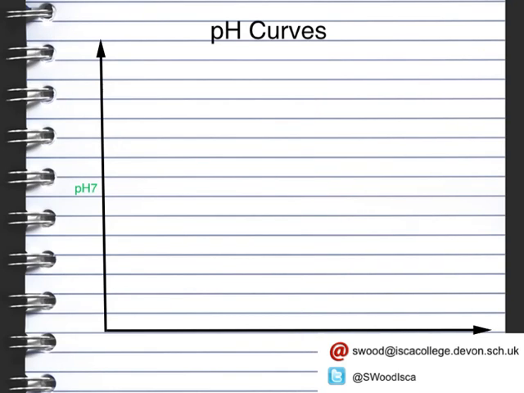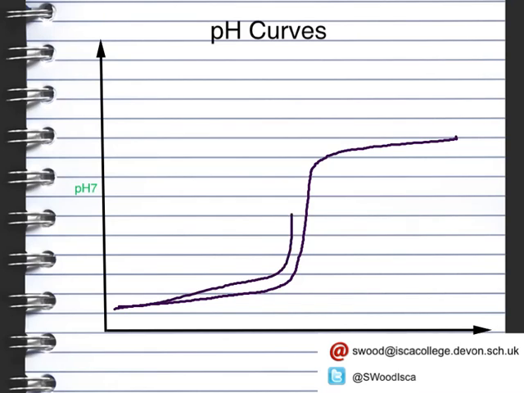We can look at a variety of different graphs that we would expect to have. Now if we had a strong acid with a weak alkali, we would end up with a pH curve that looks like so. Now if we were to have a strong acid with a strong alkali, we would have a pH curve that looks like this. Now again, depending on where you start and what you're adding to it will depend on the shape of the graph that you would have.